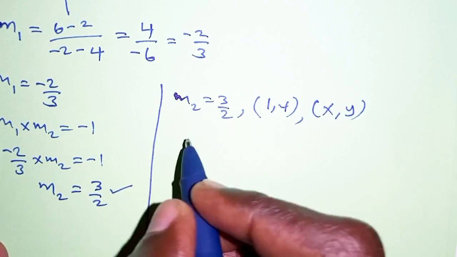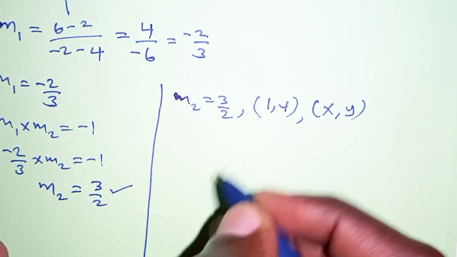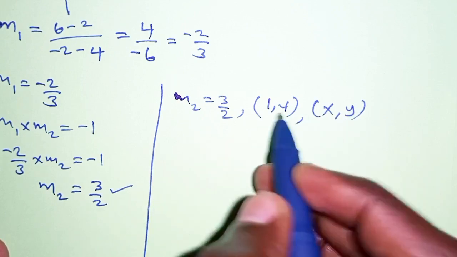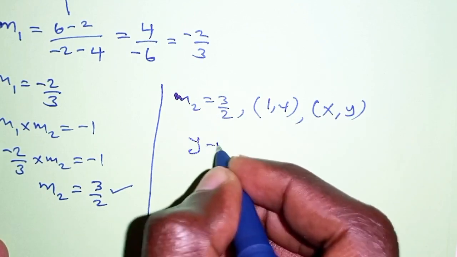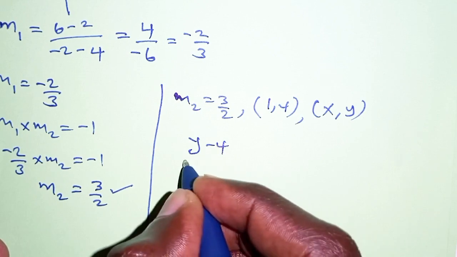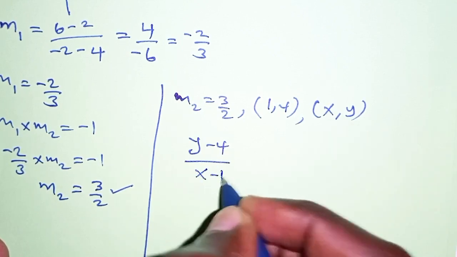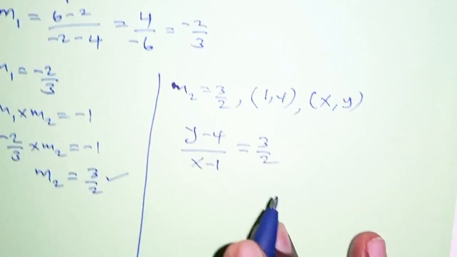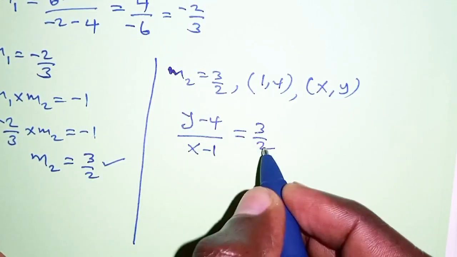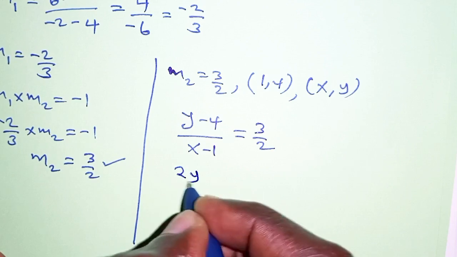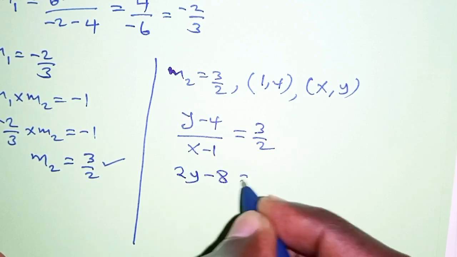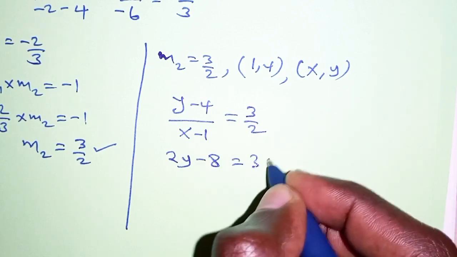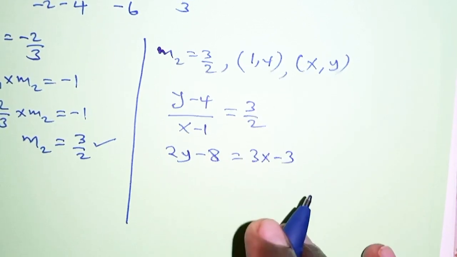So we are going to form an equation of the gradient. So gradient is given as change in y over change in x. So let's say y minus 4 for change in y over x minus 1 for change in x. And then we equate that to 3 over 2. Cross multiplying, we'll have this by that. That is 2y minus 8. And then on the right hand side, we have 3 by x minus 1. That is 3x minus 3.